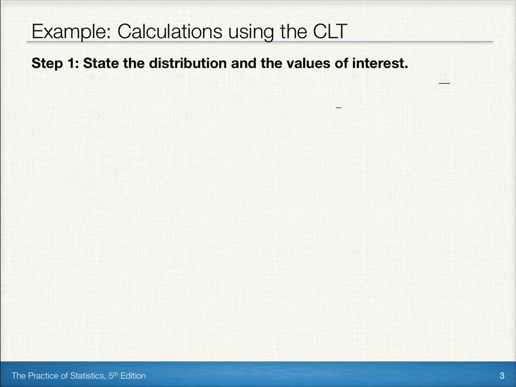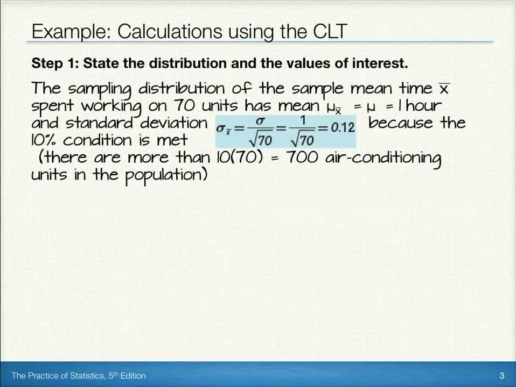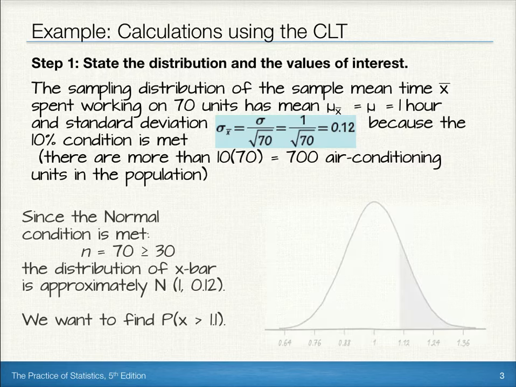For step 1, let's state the distribution and values of interest. Now the sampling distribution of the sample mean time, x bar, spent working on these 70 units has a mean equal to the mean of the population, or 1 hour, and a standard deviation equal to the population standard deviation divided by the square root of 70, our sample size, or 0.12. Now we can do this because the 10% condition is met. We figure there's more than 700 air conditioning units in the population.